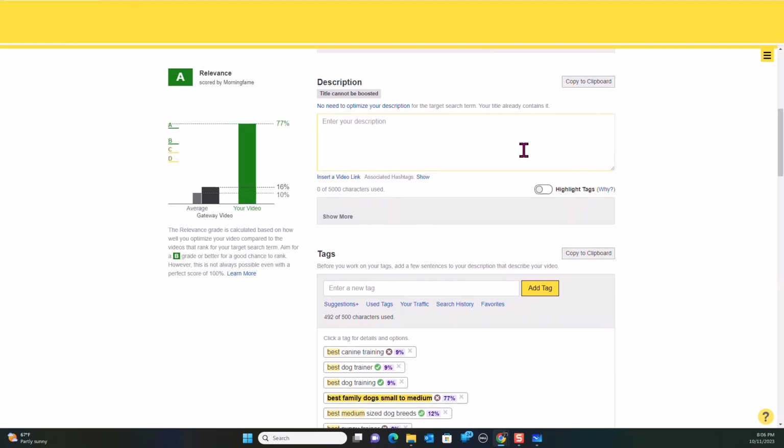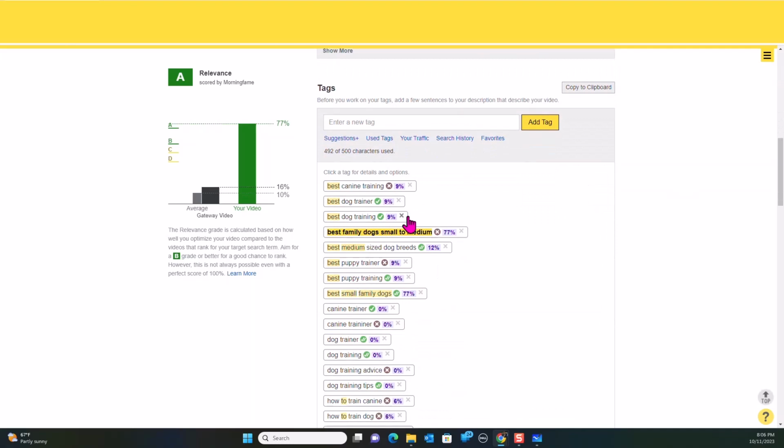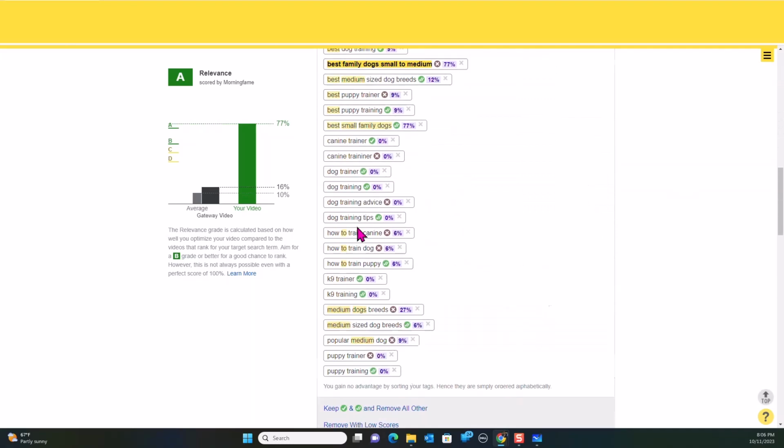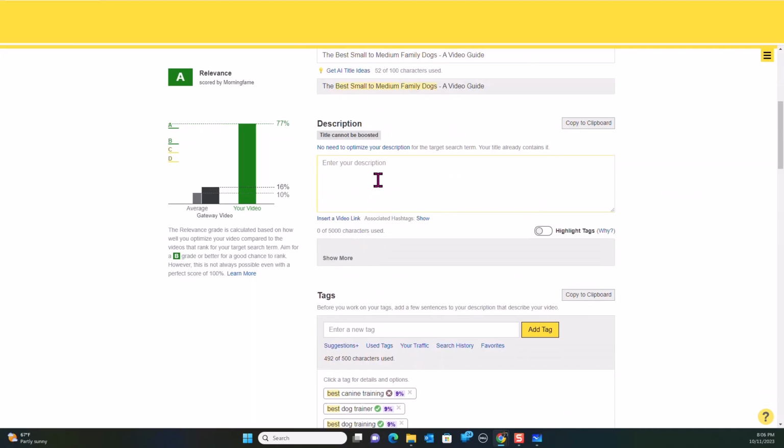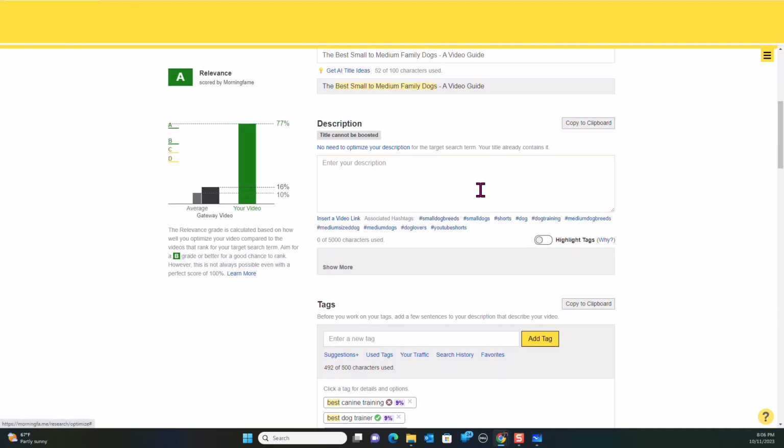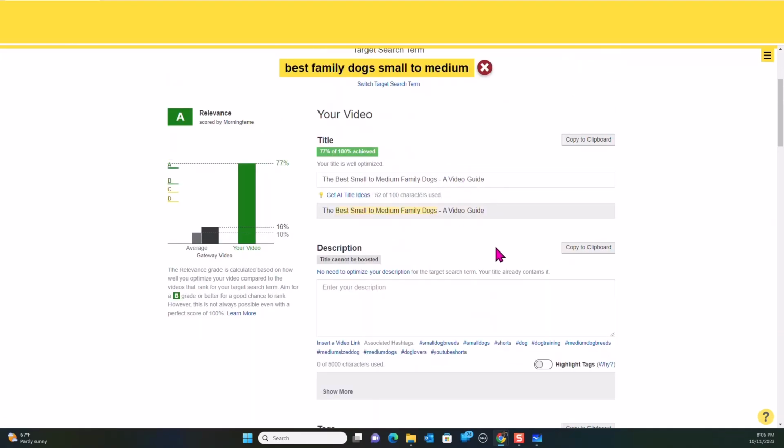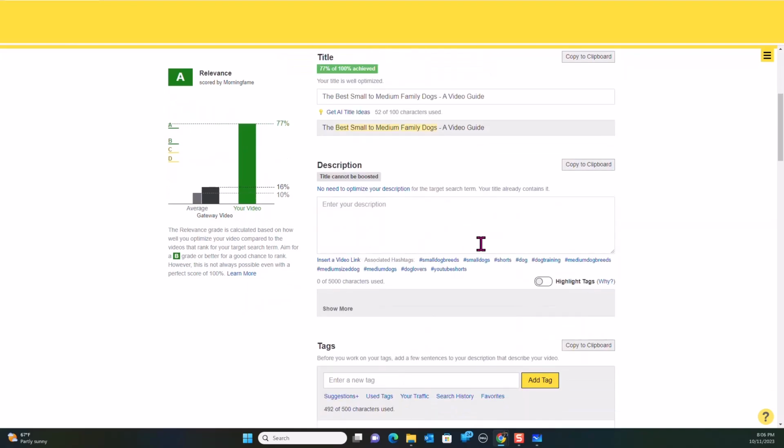Okay, and you can optimize your description, and I have additional videos in our YouTube course where I talk about that. What I love about this is you can toggle this button and it will highlight whether or not you have used your tags inside of your description. Okay, and then you can actually show associated hashtags with the topic or with the title of your video, and you can put those inside of your video.